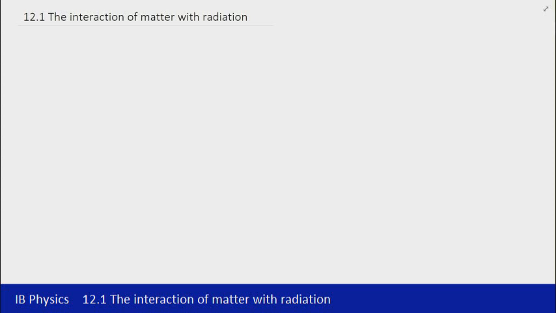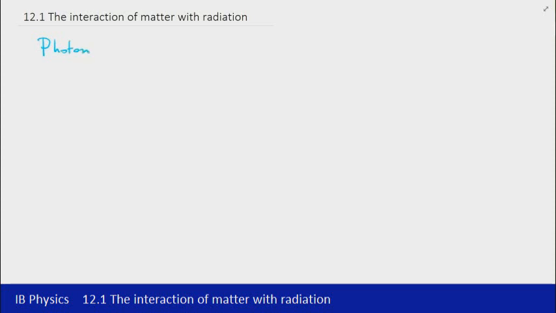In Unit 12 on quantum and nuclear physics, we're going to take some of the ideas that we covered in Unit 7 just a little bit further. Subtopic 12.1, we're starting off looking at the interaction of matter with radiation. Now, the radiation that we're talking about here is not nuclear radiation so much, it's more electromagnetic radiation, so electromagnetic waves. The first concept that we're going to talk about is that of the photon.